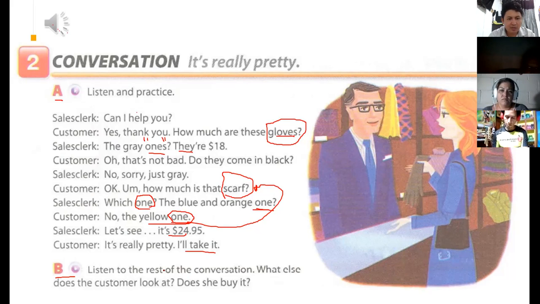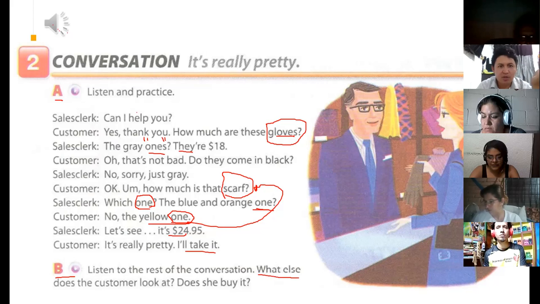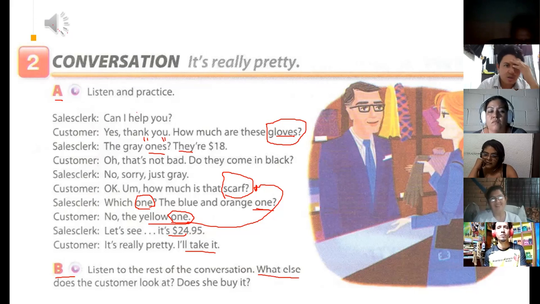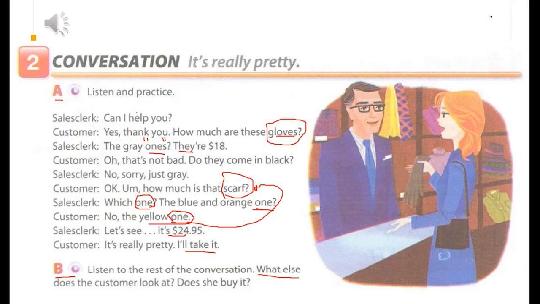But first of all, listen to the rest of the conversation. What else? Cuando yo le digo, ¿qué más? Es what else? ¿Qué otra cosa? What else does the customer look at? Does she buy it? ¿Qué más va a ver ella, verdad? ¿Cómo se dice vitrinear? Existe esa palabra en inglés, de hecho. You say window, porque es, ¿verdad? La vitrina, window, de vidrio, window shopping. Okay? So, my question to you, is she window shopping right now or is she shopping something, ¿verdad? ¿Está comprando o solo está vitrineando o mirando? Window shopping. Okay?